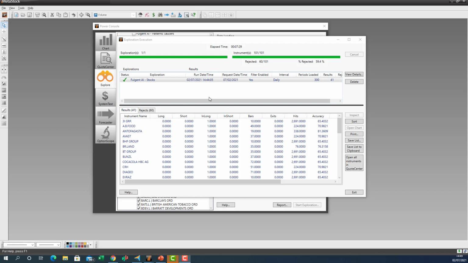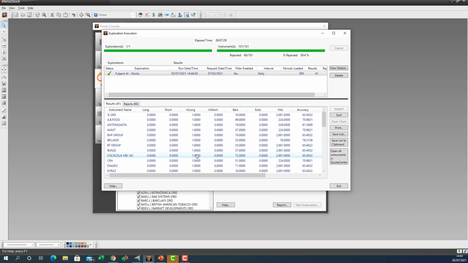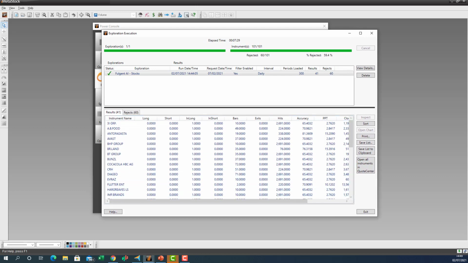And we're back. The AI took about 7.5 minutes to run through all the FTSE 100 stocks and come up with the latest, hottest artificial intelligence generated trading ideas. The column headings here: in the long column, a 1 means the AI is in a long position. In the short column, a 1 tells you the AI is in a short position. Bars will tell you how old this trade is, how many trading days the AI is into this particular trade.